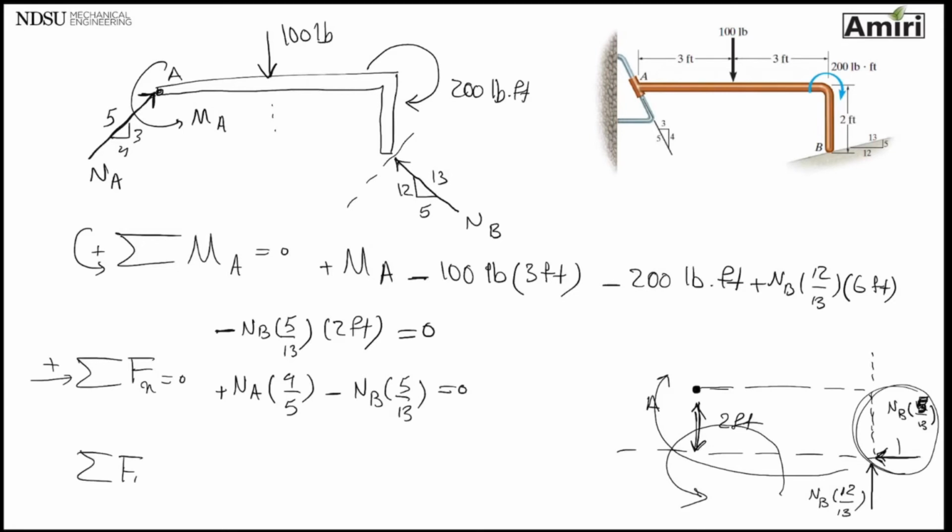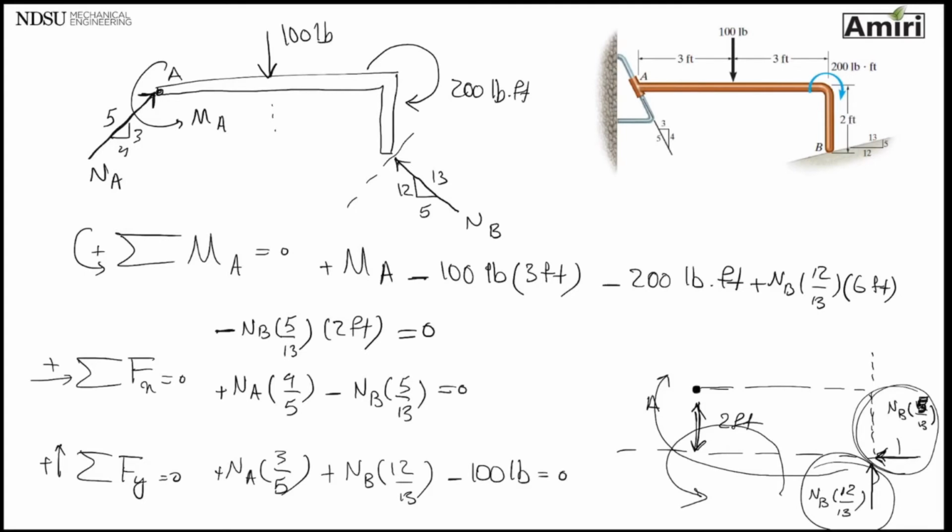Then I get to sigma Fy equals 0. Starting again from point A, I have to use the vertical component of NA, which is 3 over 5, pointing up, so it's plus. And going all the way, now I'm looking at vertical component of NB, 12 over 13, pointing up, but I also have that 100-pound existing force on there. So as you can see, I have 3 equations and 3 unknowns.